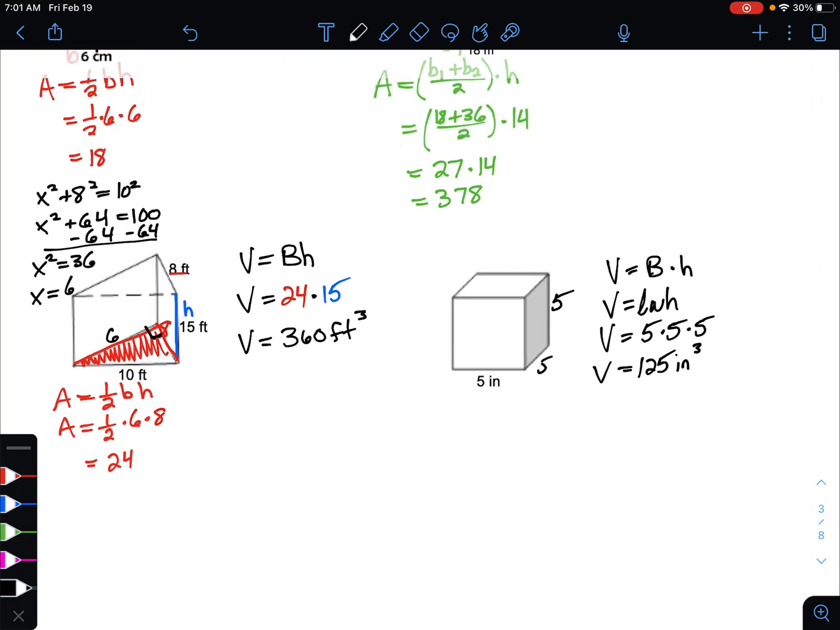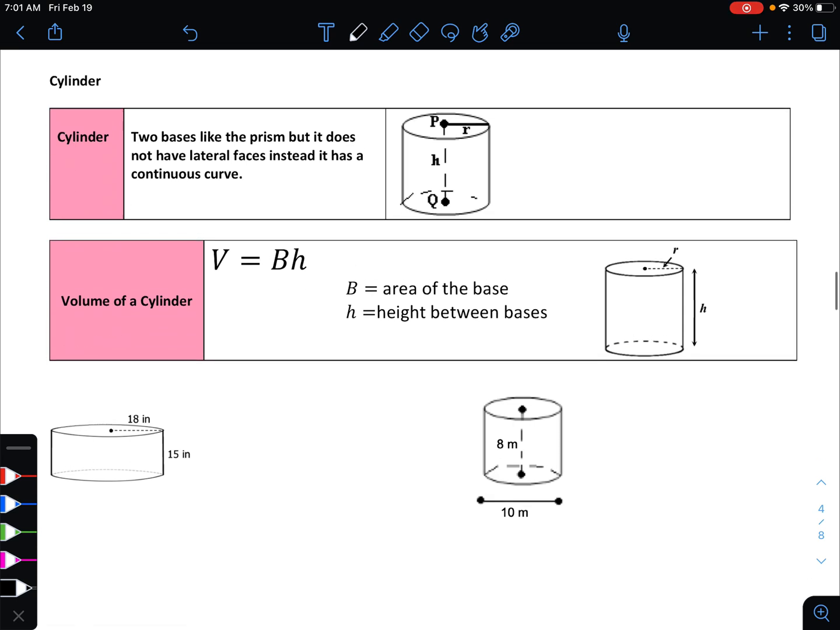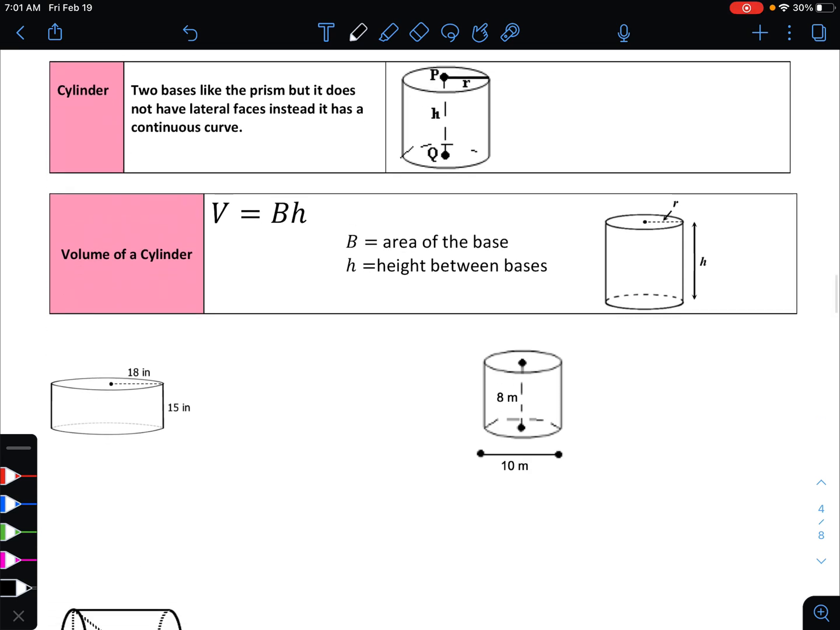Okay, so let's take a look at cylinders, which is going to be a similar process, very much like a prism, but doesn't have lateral faces. So that's kind of the key difference. So if you look at our definition for a cylinder, it is two bases like the prism, but it does not have lateral faces. Instead, it's got that continuous curve that wraps around the circle.